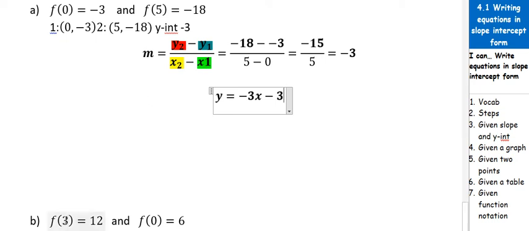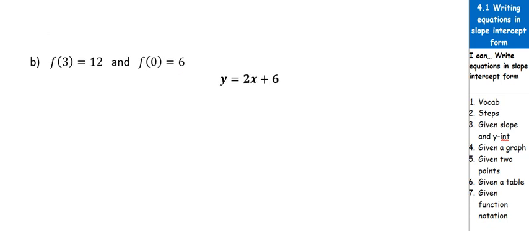Here I have another one for you to try, and then I will tell you what equation that you should get. Go ahead and pause the video, and then I'll put the equation up there. Here is what you should get for this equation when you go through finding the slope and the intercept. 2x plus 6 should be your answer.